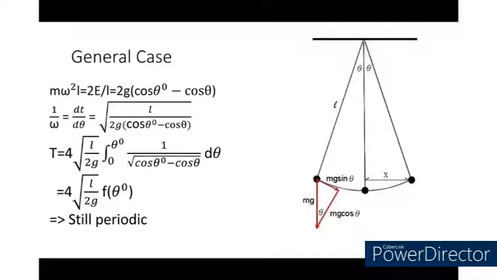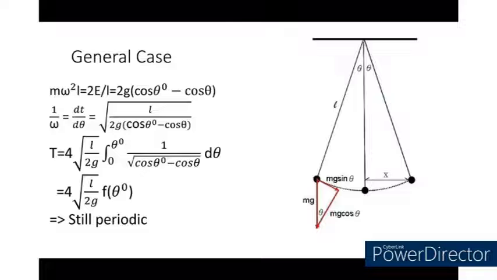By getting omega's reciprocal, which is dt/dθ, as a tool to get the period we want, omega's reciprocal is the square root of L divided by 2g times cosine θ0 minus cosine θ. Then we can integrate it, so we get the period equals 4 times the square root of L over 2g times the integral from 0 to θ0 of 1 divided by the square root of cosine θ0 minus cosine θ dθ.